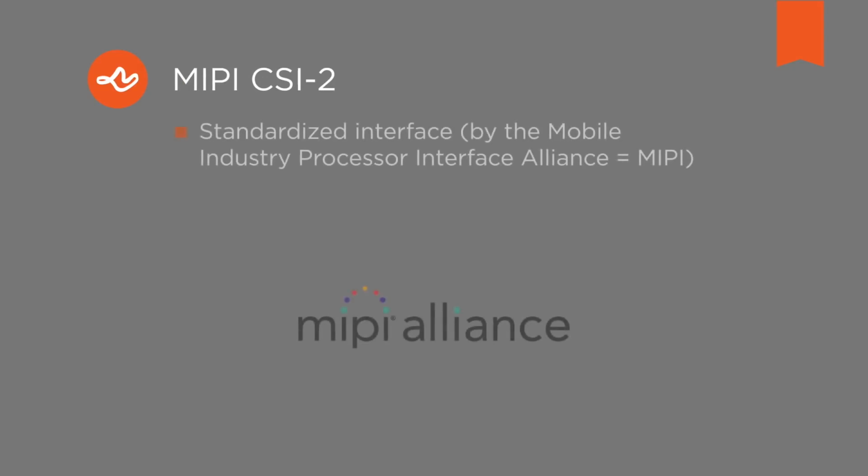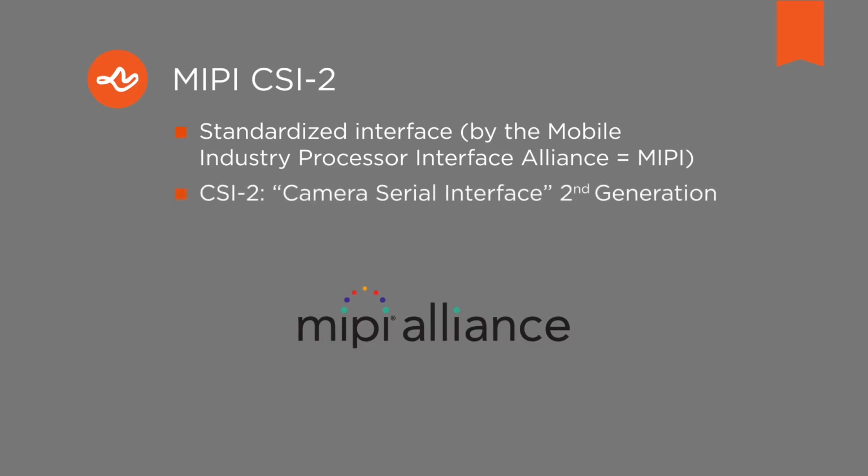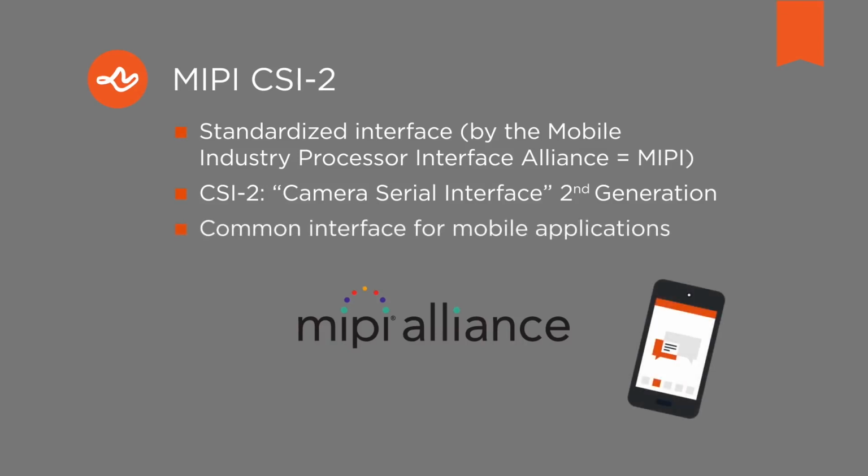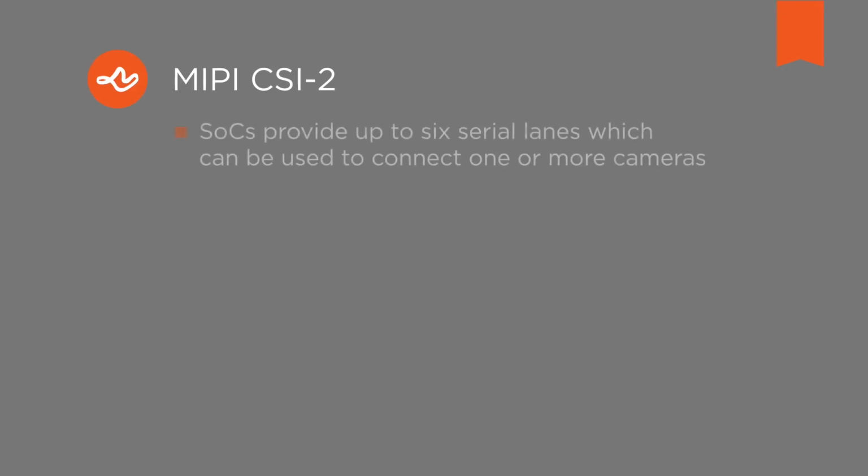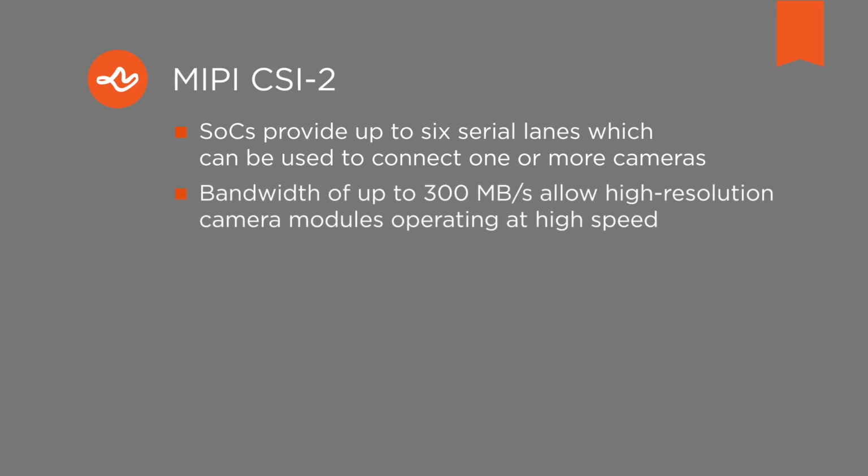MIPI CSI2 is a very attractive interface, standardized by the Mobile Industry Processor Interface Alliance. CSI2 stands for Camera Serial Interface Second Generation. It is the most common interface for mobile applications, and it is used for connecting a smartphone's camera module to an SoC. Almost all SoCs provide up to 6 serial lanes, which can be used to connect one or more cameras. Each lane on its own provides a bandwidth of up to 300 megabytes per second. Even high-resolution camera modules can be operated at high speed.